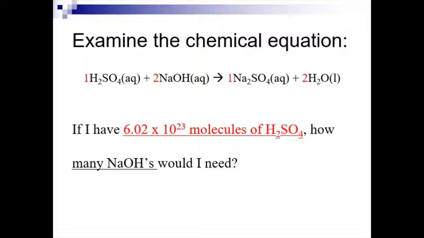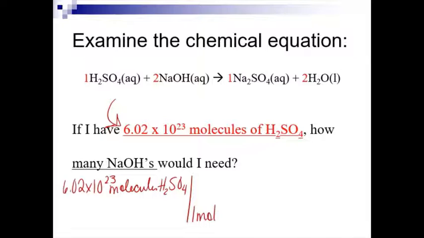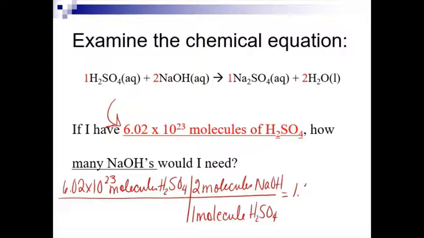Let's take that a step further. What if we had 6.02 times 10 to the 23rd molecules of H2SO4? How many NaOHs would we need? Well, let's see, 6.02 times 10 to the 23rd molecules H2SO4, when one molecule of H2SO4 needs 2 molecules of NaOH. So we do the math. Oops, finish it up. Do the math. 1.20 times 10 to the 24th molecules of NaOH.